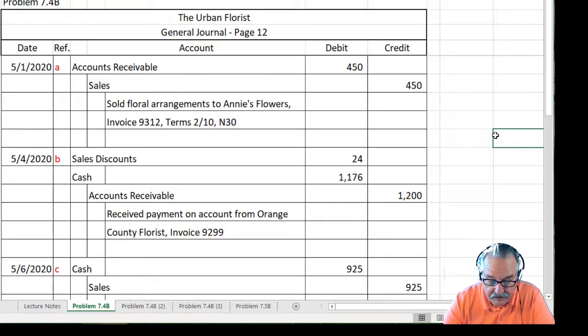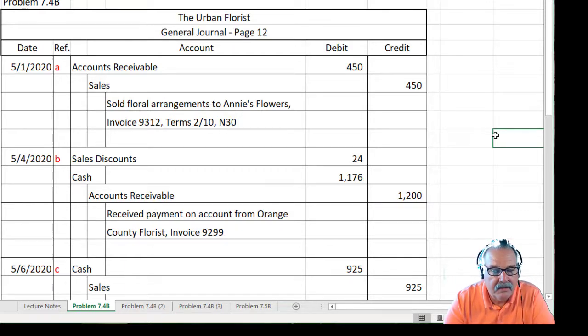Then on the 4th, we received a check for $1,176 from Orange County Florist in payment of invoice 9299 of April for $1,200 less the cash discount. So this is a transaction of a customer paying us for something we sold them last month. So they are taking a discount. That's the $24. That's a debit to sales discounts. Sales discounts is a negative revenue account.